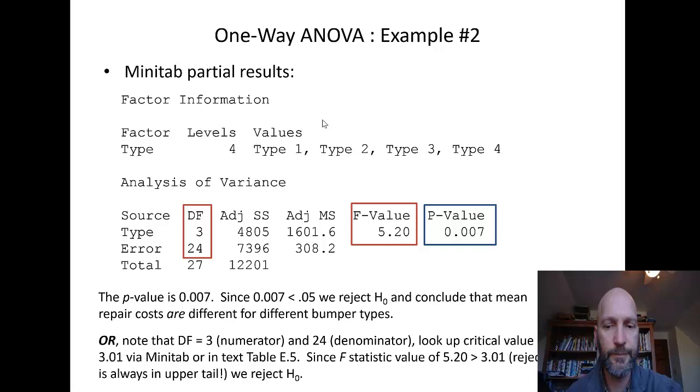Alternatively, we could look up degrees of freedom 3 and 24 in the table in E5, or we can use Minitab to get the critical value of 3.01. And since our test statistic of 5.2 is bigger than 3.01, that means we're clearly in the rejection region and we should reject the null hypothesis.